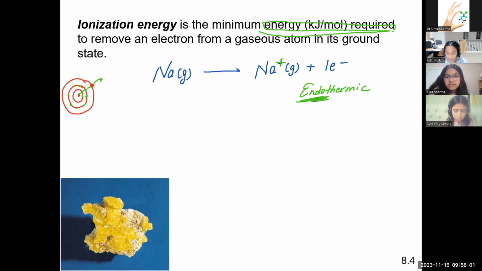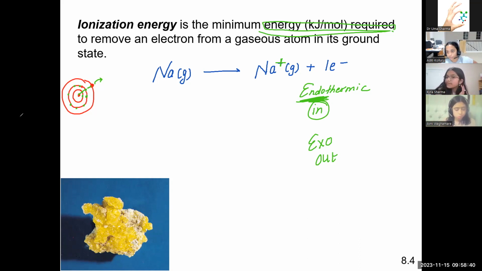Endo means in. Exo means out. I thought you were saying to remove something, so that's why I thought it was exothermic. Thermic means heat, or energy. Whenever it is endothermic, heat is needed, heat is added.